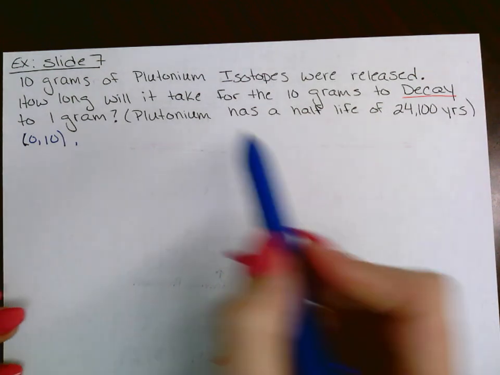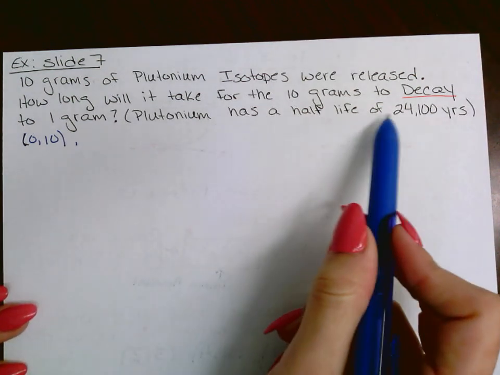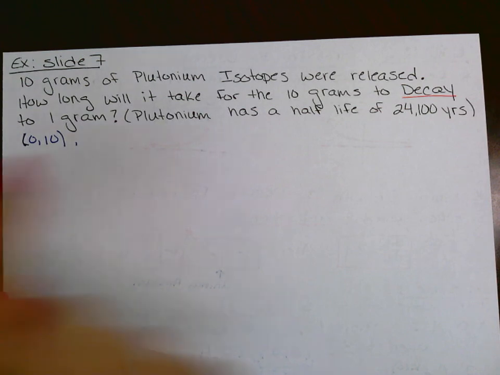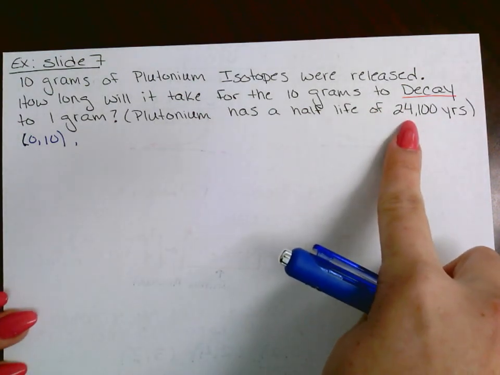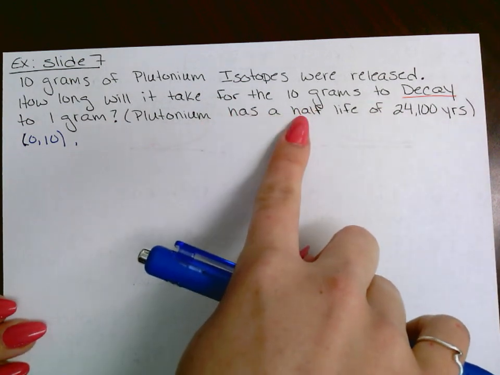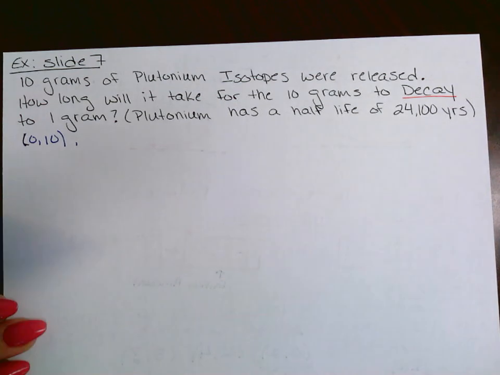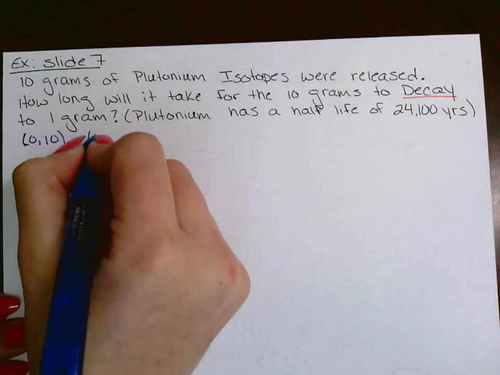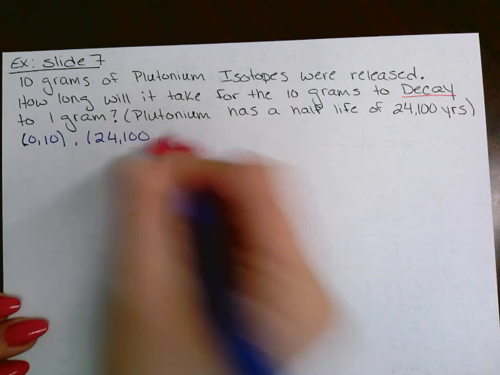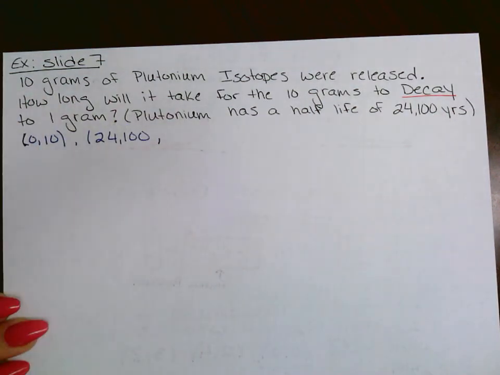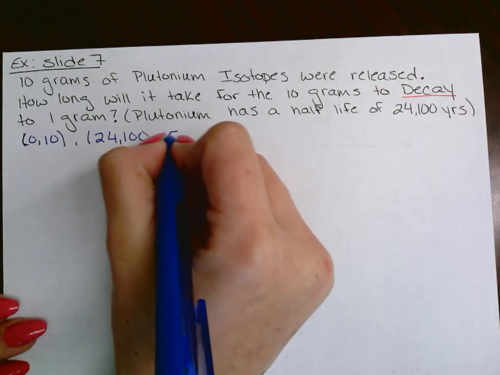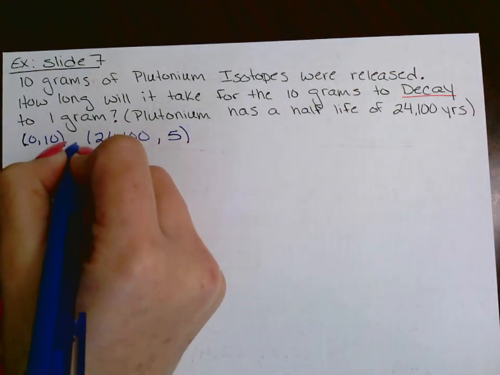The second ordered pair that I need to know is based on the half-life information. So here's what half-life means. It says that it'll take 24,100 years for the plutonium to be half of what it was. Okay? So when time passes to 24,100 years, I will be half of what I was. What's my y? 5. Half of what I was, 10. Half of that is 5. Does that make sense?